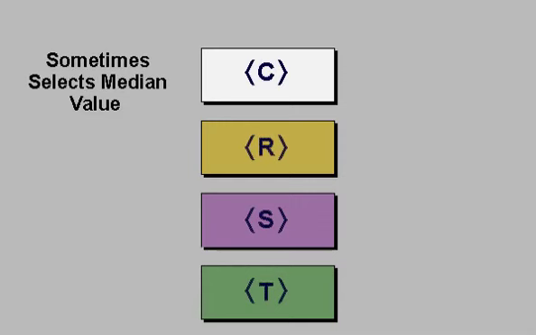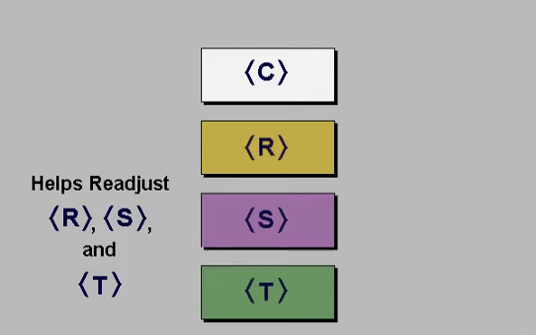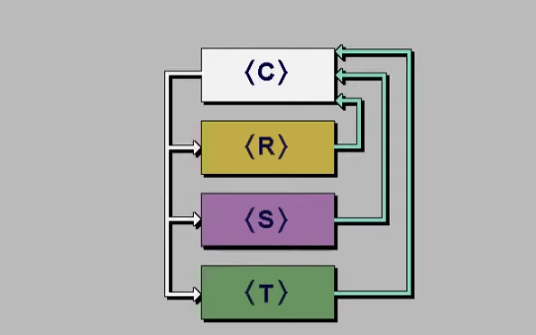To help all three processors control more closely together, sometimes C is used to select a median value. This helps readjust R, S, and T. For example, let's say the turbine is controlling a certain parameter. R tells C that it is sending a value of 2. S sends a value of 3, and T sends a value of 5. C then communicates to each the median value, which is 3. Please note that this is a median value, not an average. R and T will then adjust closer to 3 so that each microprocessor is sharing the output more equally.